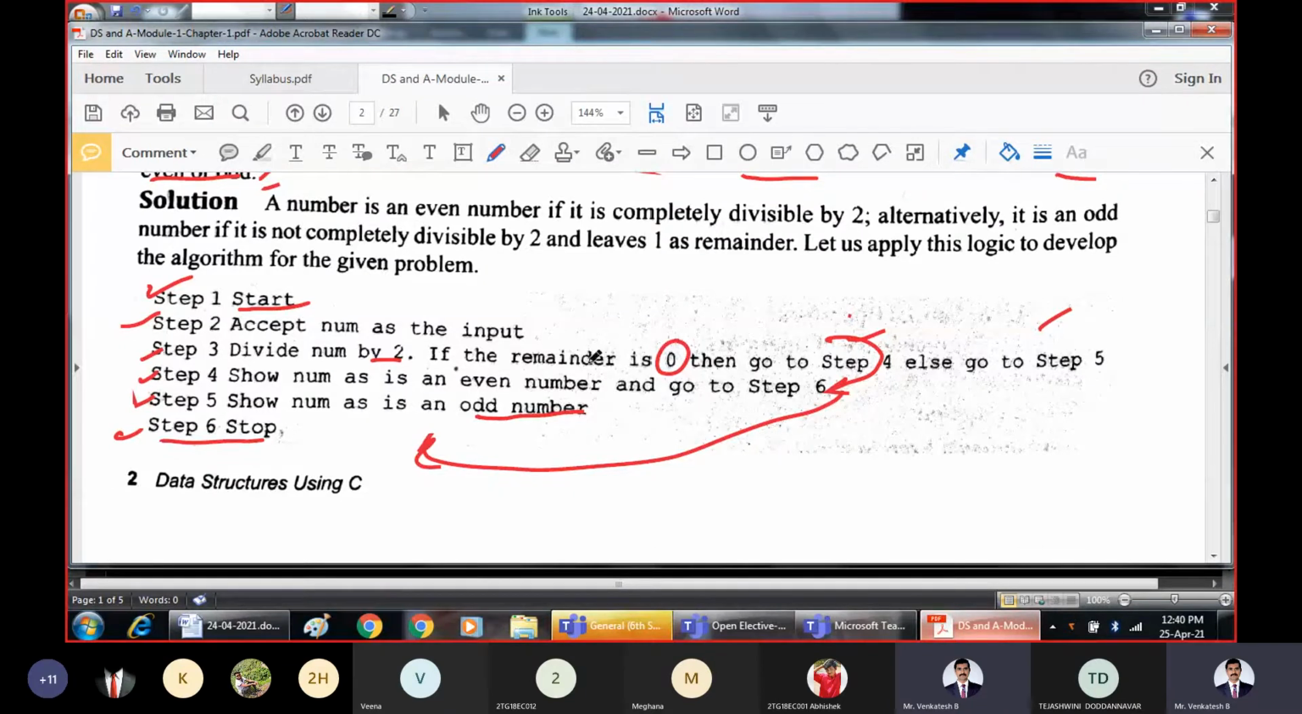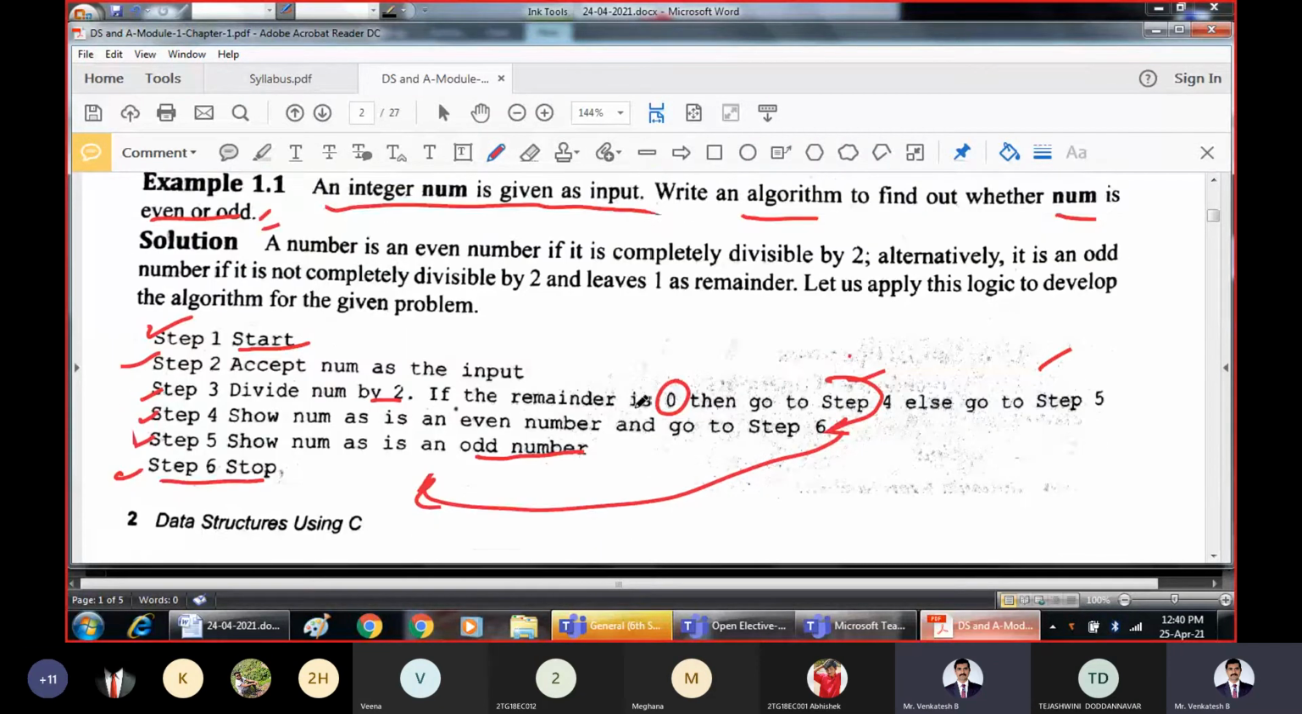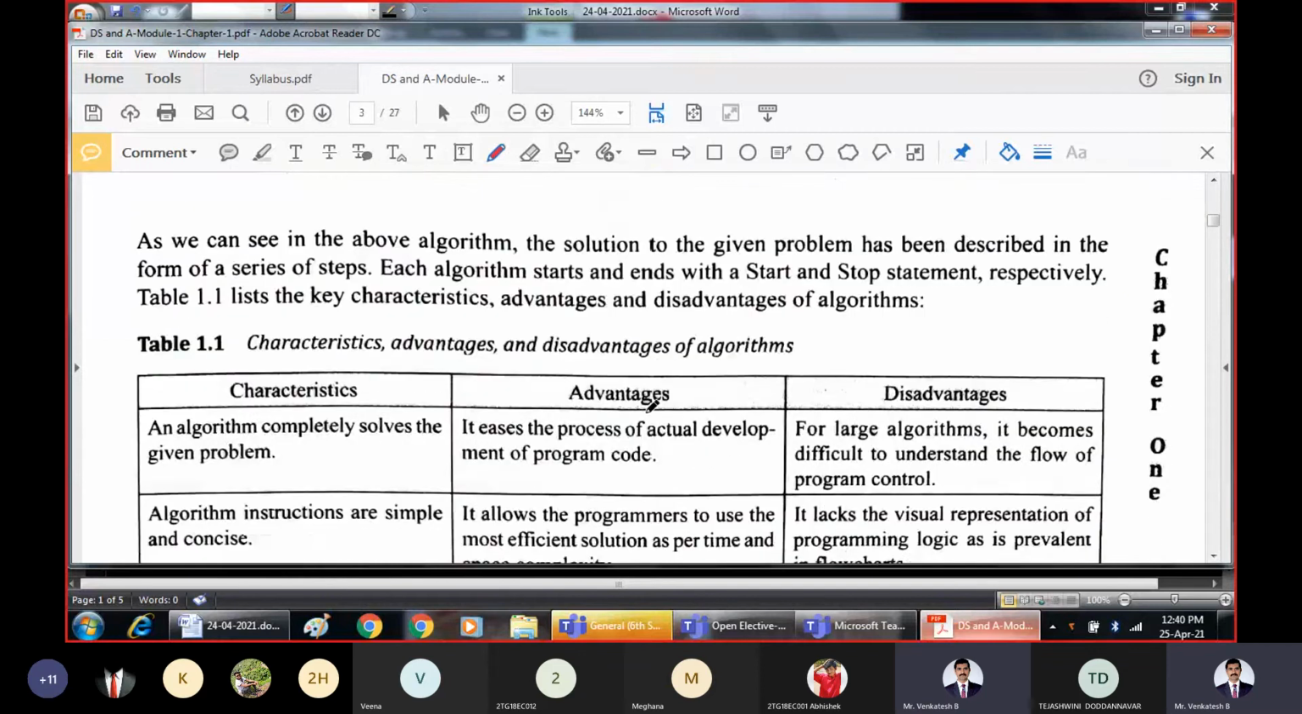So this is what an algorithm is. And you may not follow the same words. You can write this algorithm in your own words also. Basically, you should follow some sequence of steps to find the solution for the given problem. That is what the algorithm is. Now, as we can see, we use this algorithm to find the solution for the given problem, and we have to follow the series of steps. So as I said, every algorithm will start and end with the start and stop statements respectively.